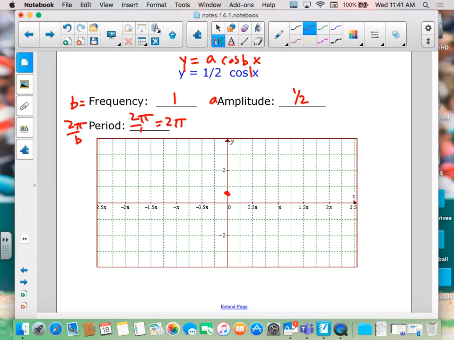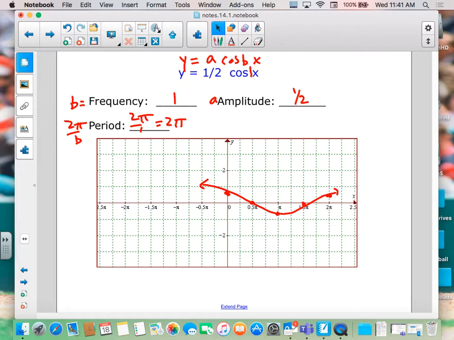Notice in the parent function, it was over 0, up 1. Now I go to the end of the period. 2 pi, it's up that same 1/2. In between now, I have to picture this wave. It's beautiful and symmetric. At pi, it's going to be down 1/2. And then halfway in between, these are the x-intercepts. Half pi 0, 1.5 pi 0. Be nice if you could print some graph paper that had trig functions on it like this. Otherwise, you'll have to just renumber your graph and scale it like this. And here's one period of your graph.